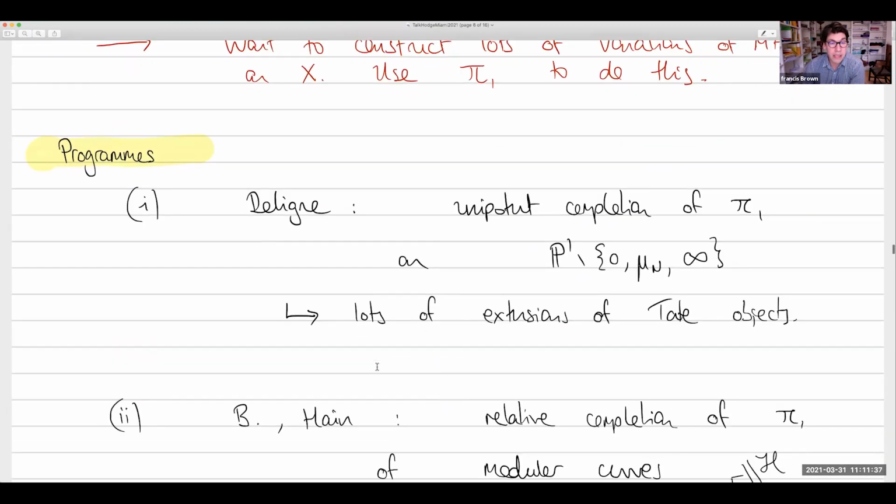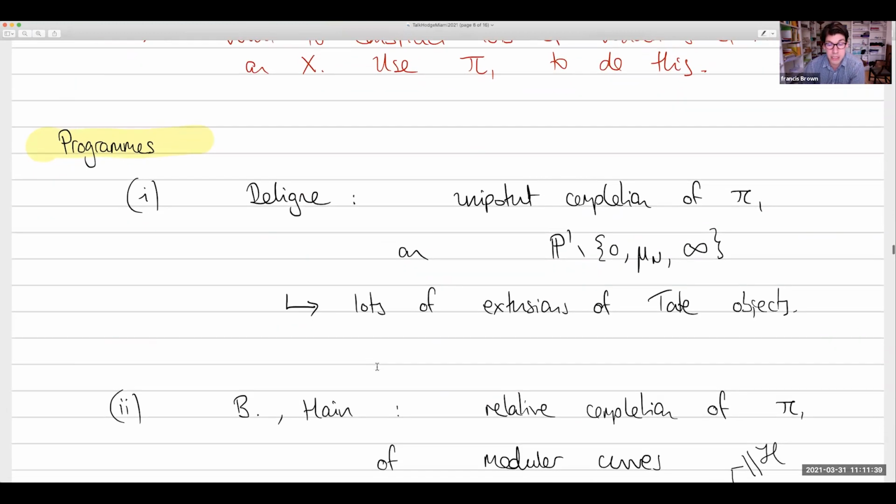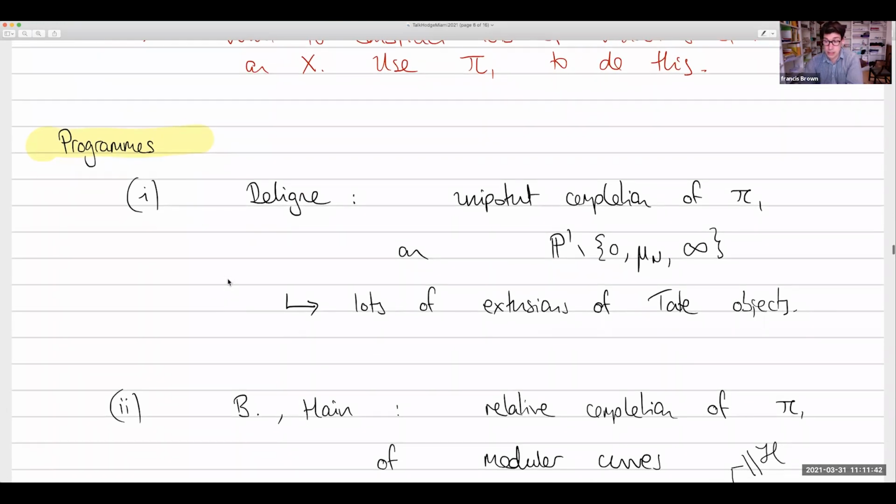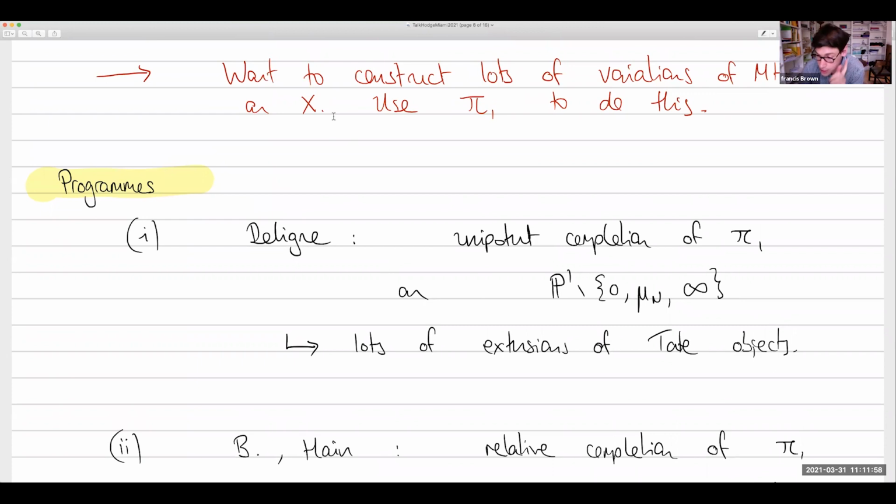Okay, so in this direction, there are a couple of programs. The first is due to Deligne many years ago, so the ideas I've mentioned are not at all original. So he considered unipotent completion of the fundamental group. Oh, sorry, I skipped a bit. I apologize. So I said I'd focus on the first aspect of the problem, and the first aspect was to construct lots of variations. And it turns out that's an easy problem because that is related to the fundamental group. We can use the theory of the fundamental group to generate lots and lots of extensions without too much obstruction.